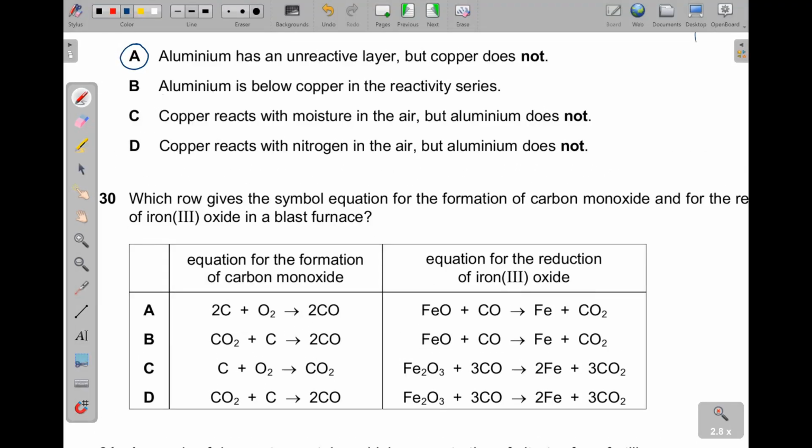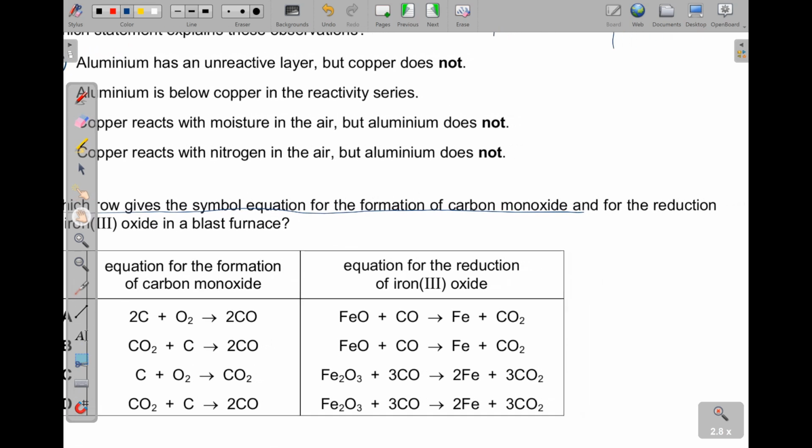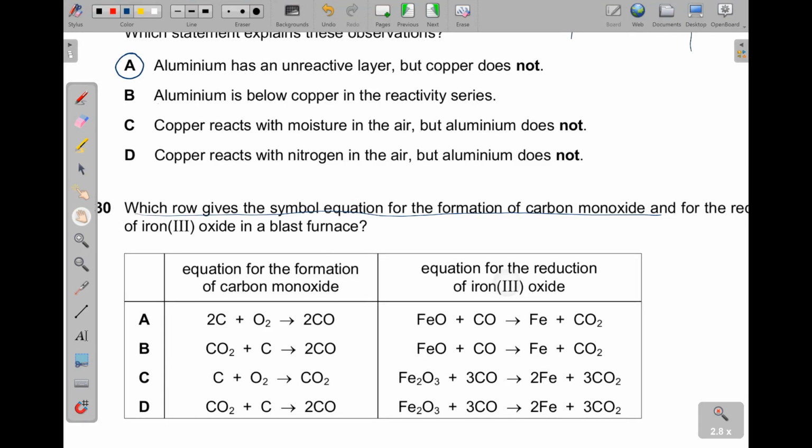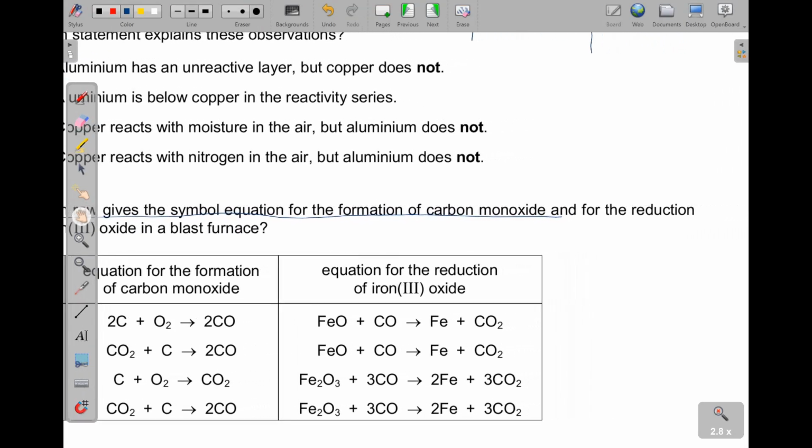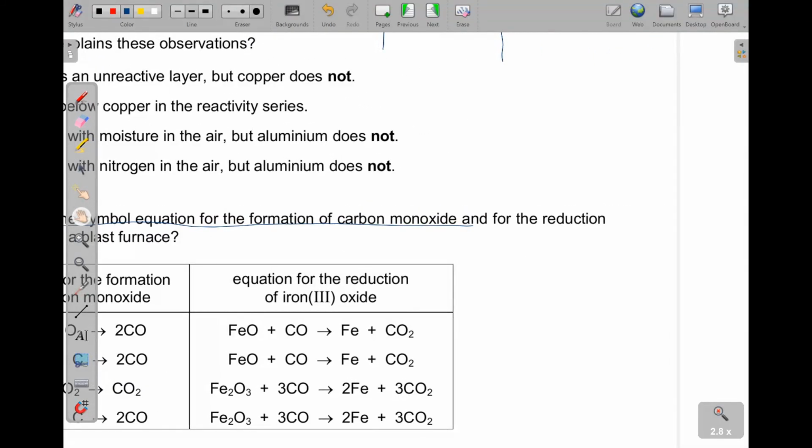Then question 30. Which row gives the symbol equation for the formation of carbon monoxide and for the reduction of iron(III) oxide in the blast furnace? Now, in the blast furnace, this is what we are having. First of all, the coal that is put there, the carbon reacts with the oxygen because there is hot air, and then you get carbon dioxide.